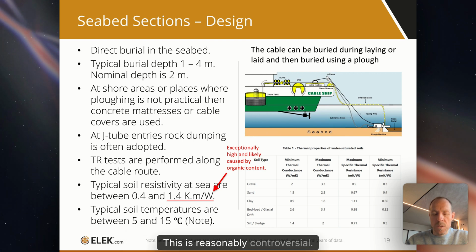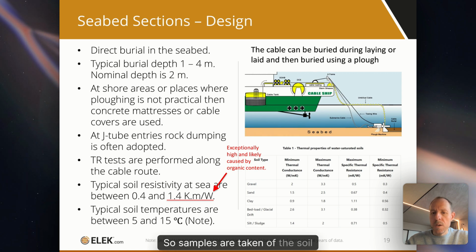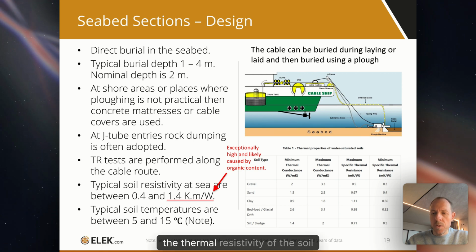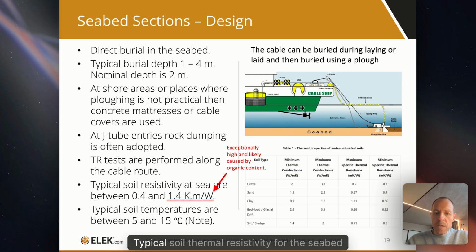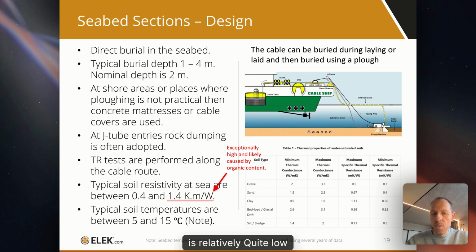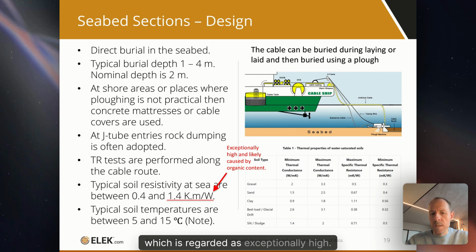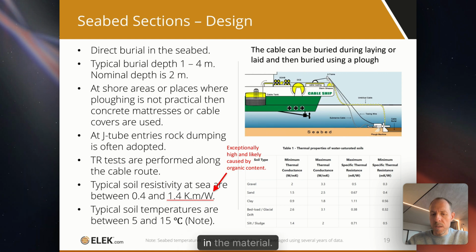This is reasonably controversial. Thermal resistivity tests are performed along the entire cable route. So samples are taken of the soil and measurements are performed in a laboratory of the thermal resistivity of the soil in the seabed where the cables are going to be installed. Typical soil thermal resistivity for the seabed is relatively low, between 0.4 and 0.8, but you could see values of up to 1.4, which is regarded as exceptionally high, but that would be a seabed where there is a high organic content in the material.